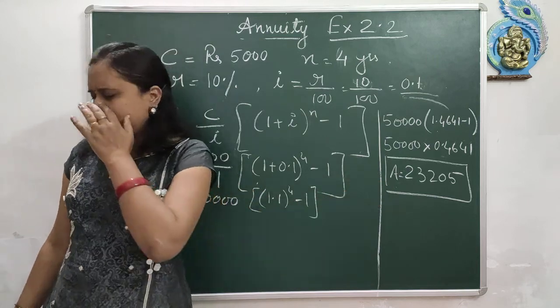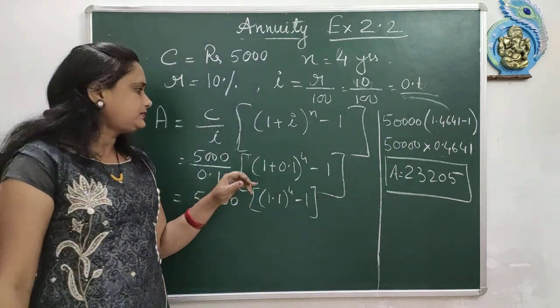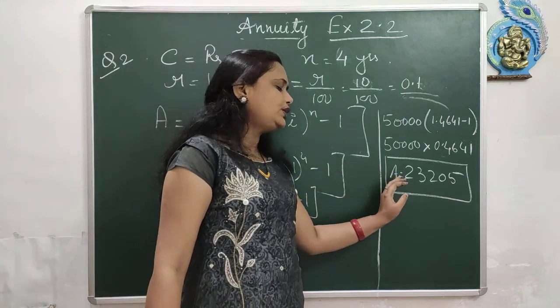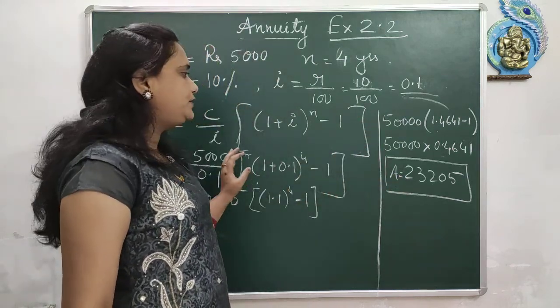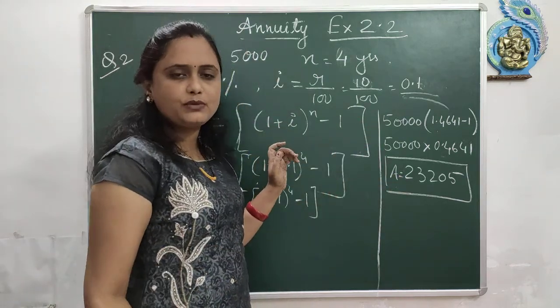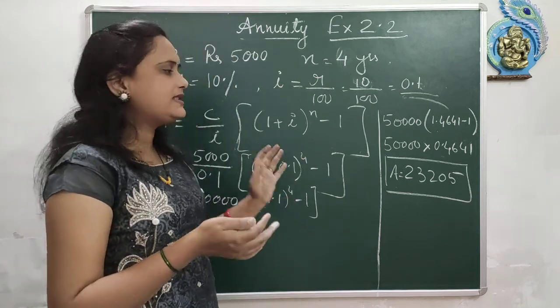So this is your accumulated value. This is how you have to find it. It is the same as question number 1 only, no difference. So just have a look.